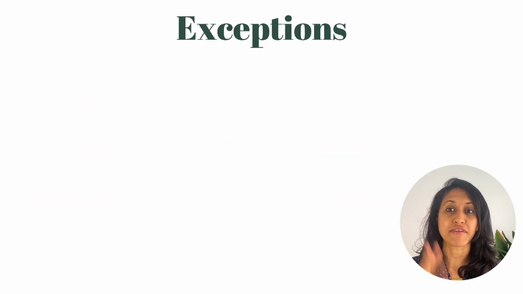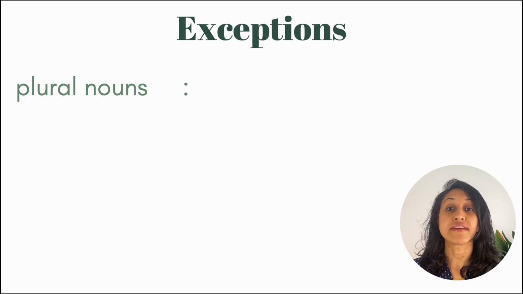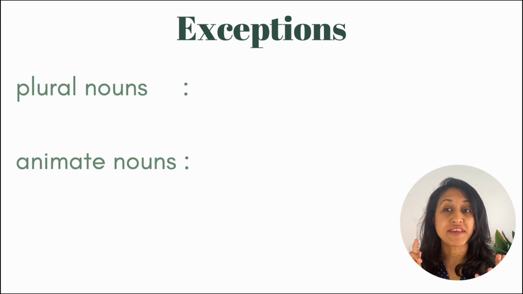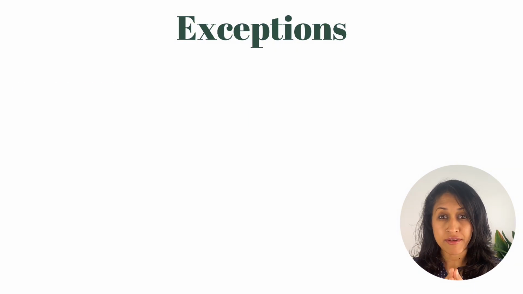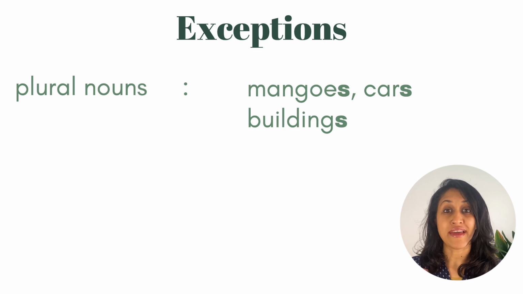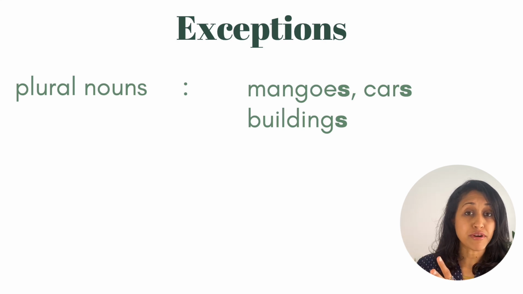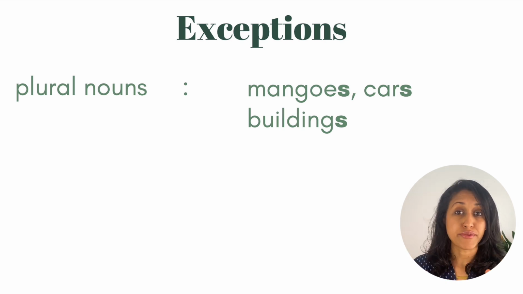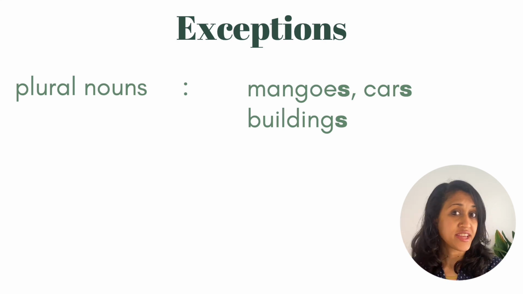Eka or ekak, there are 3 situations where we don't want to use it. These are if the nouns are plural, if the noun is animate, or if the nouns are uncountable. So let's look at each of them. Plural nouns are when the nouns exist in a plural form, like instead of one mango, it's mangoes. I like mangoes. Because it's in its plural form, we will not use eka or ekak, and we'll just use the plural word in Sinhala.